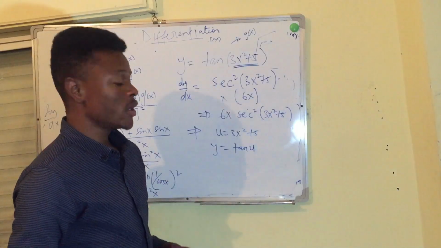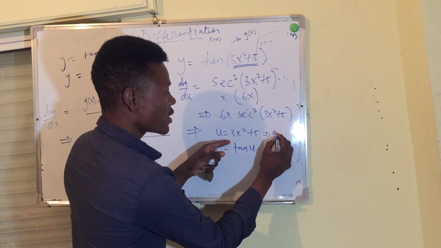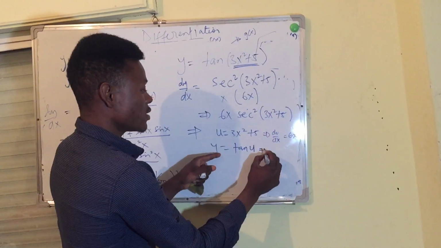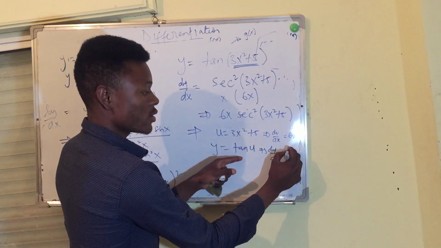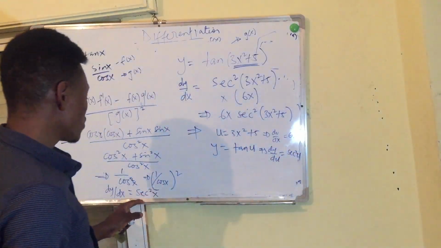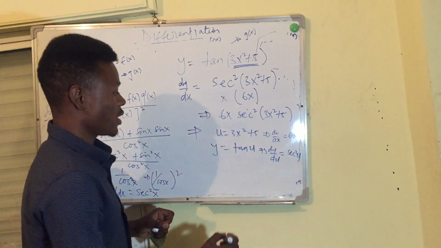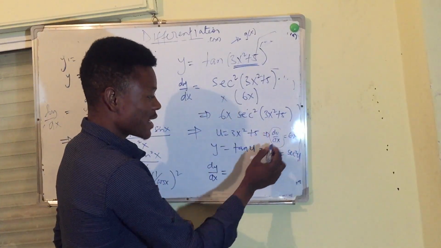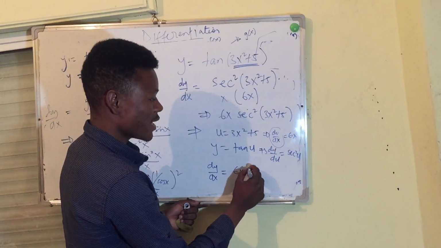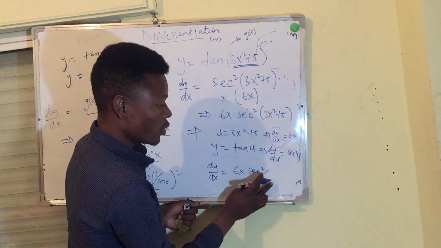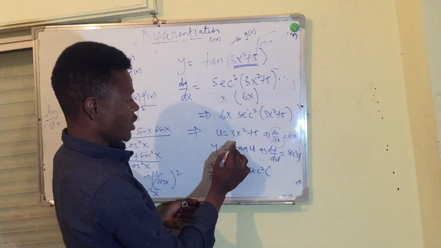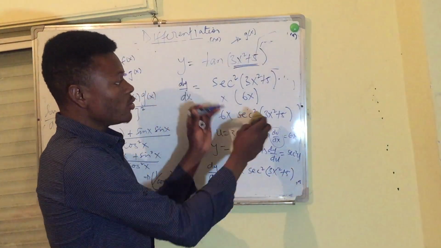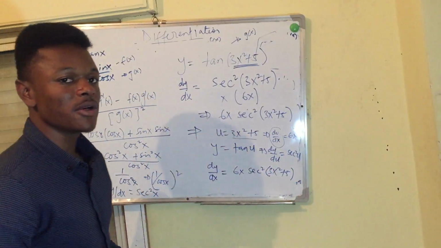Right? Because u is this. So from here, we are saying du dx, the derivative of u with respect to x, is 6x. What is the derivative dy du? It is equal to sec square u, because we know that the derivative of tan is sec square. So therefore, generally dy dx will be du dx times dy du. That is 6x times sec square u. What is u then? We said it is 3x squared plus 5. So this is it. Chain rule, quotient rule, product rule.